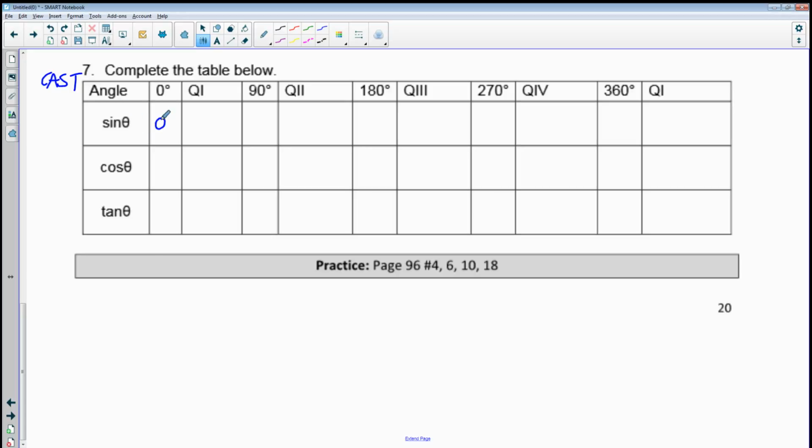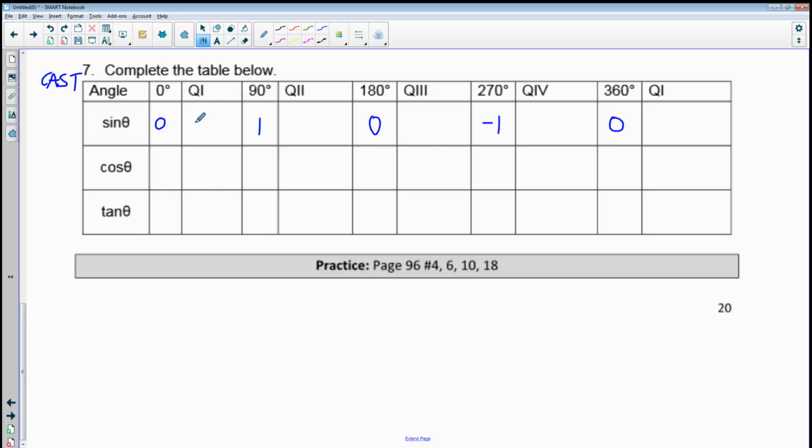Sine of 0 is 0. Sine of 90 is 1. Sine of 180 is 0. Sine of 270 is -1. 360 has the same reference angle as 0 degrees. Hope you took my challenge from an earlier video. So it's equal to 0, so it's 0 again.